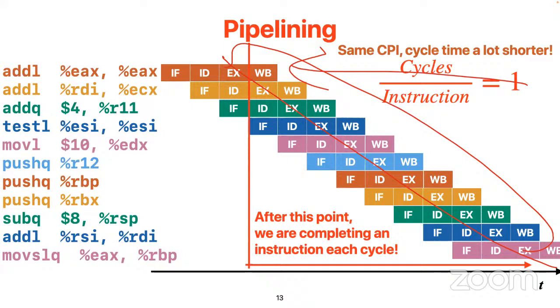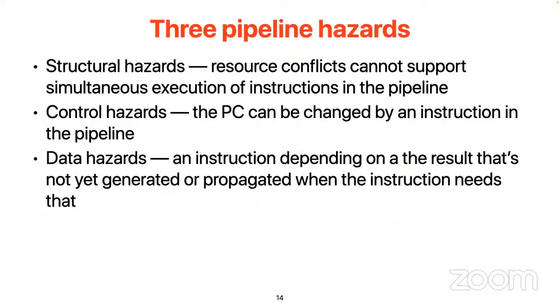However, this is just an ideal world. In reality, we have 3 types of pipeline hazards that are preventing us from reaching the goal of CPI equal to 1. These 3 types of pipeline hazards are structural hazards, control hazards, and data hazards.